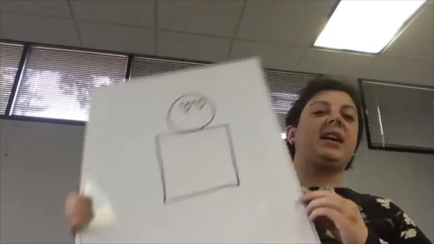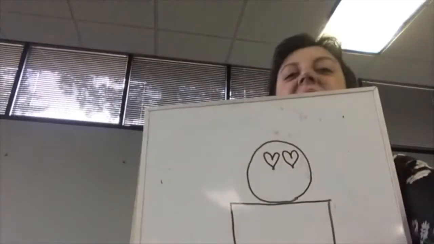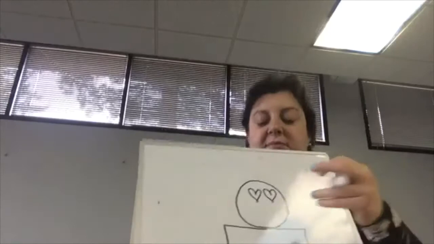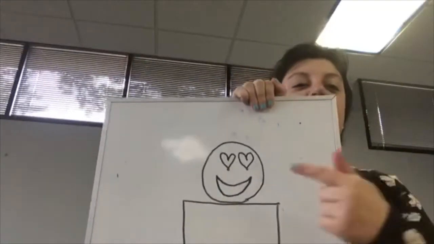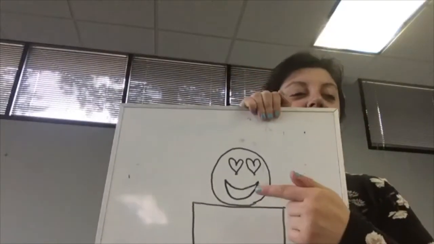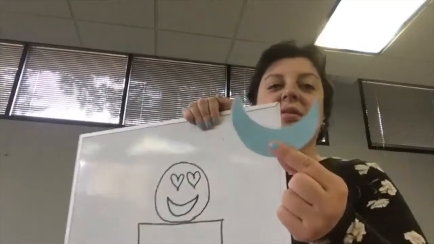Okay, I think we're gonna add a mouth next. Ooh, I'm gonna flip this around so I can actually draw it. His mouth was made of a crescent moon. This is kind of a tricky shape. His mouth was made of a crescent moon. So that's what this shape looks like. I'm just gonna show this one.